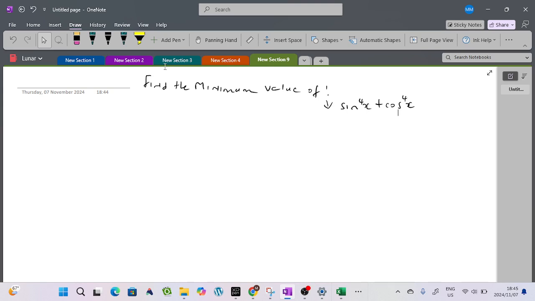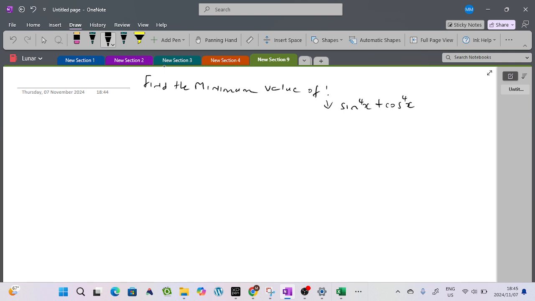Okay, so in this tutorial we are tasked with finding the minimum value of this function: sine x to the fourth plus cosine x to the fourth. We want to find the lowest possible value. Here's how you could approach this problem.